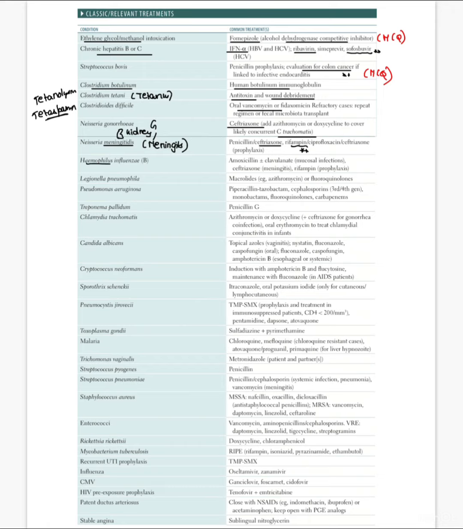Then Haemophilus influenzae type B. See what things Haemophilus causes: E for epiglottitis, M for meningitis, O for otitis media, and P for pneumonia. Everything comes from the name. Try to use your sense, that makes the paper so easy. So we can use amoxicillin plus clavulanic acid, also ceftriaxone for meningitis, and rifampin or rifampicin for prophylaxis. Again, very important and easy thing.